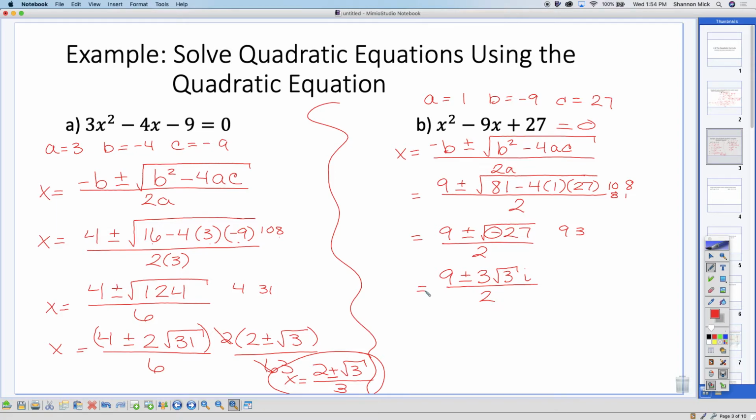So, gotta do the I, right? Now, do I have any real solutions here? No, but do I have solutions? Why do you have to put the I there? Because you have a negative square root.